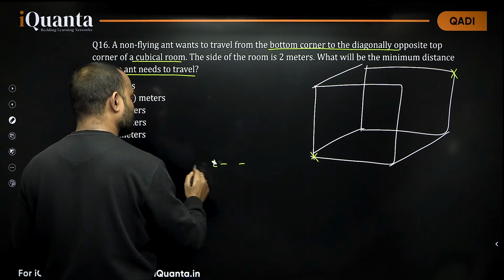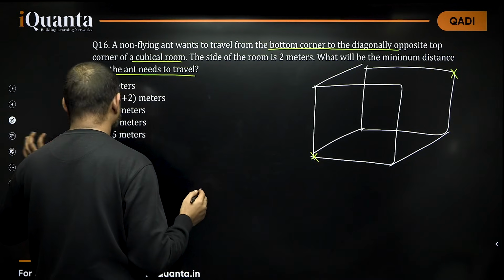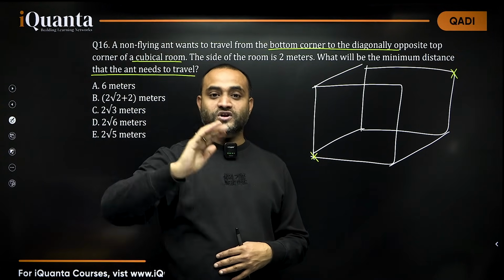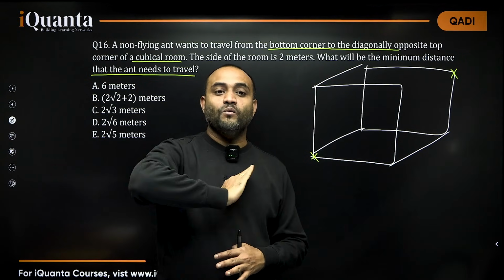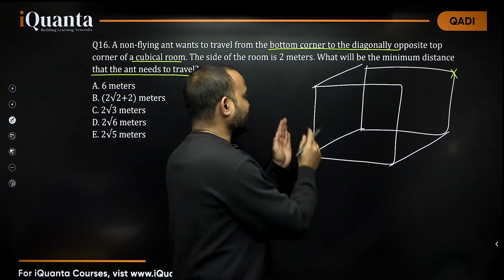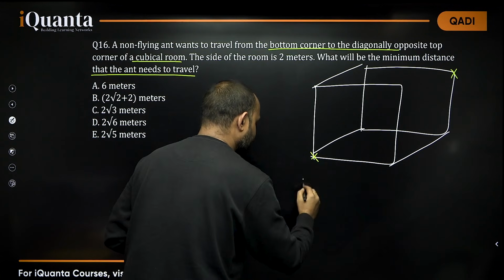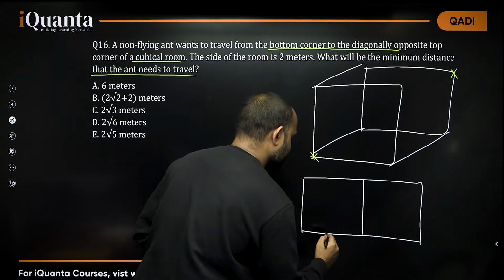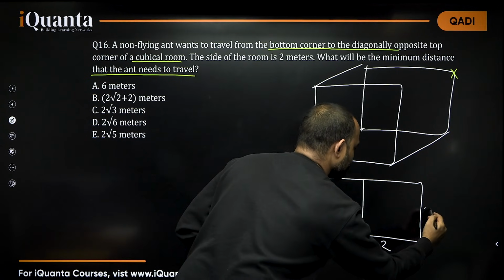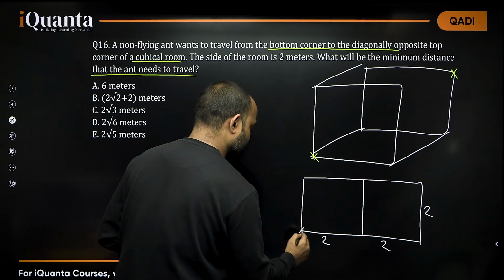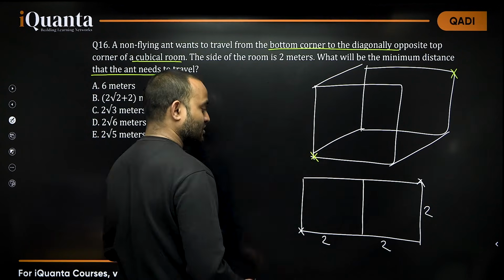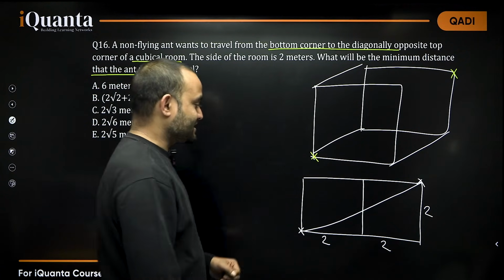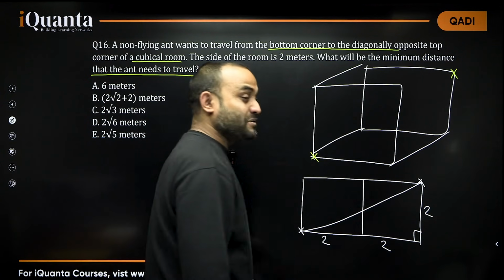In that kind of scenario, what you need to do is take the floor and the front wall and try to put them in one flat rectangle. If I take this one and this one, it will become a flat rectangle like this, right? If this length is 2, this is also 2, and this is also 2. This point will come here and this point will come here. Now the ant needs to go from this to this. This is the distance that it needs to cover. This will be the minimum distance.